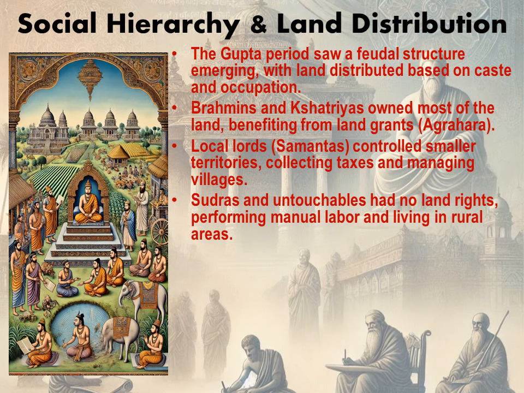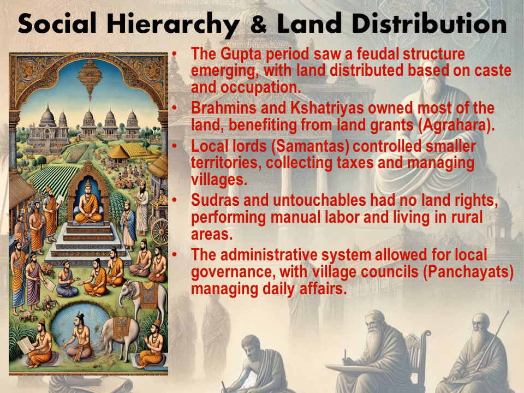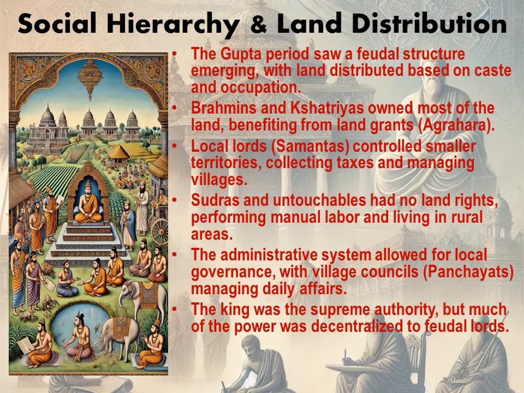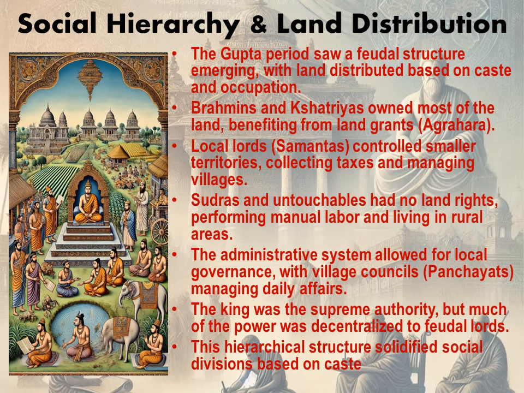Shudras and untouchables had no land rights, performing manual labor and living in rural areas. The administrative system allowed for local governance with village councils, panchayats, managing daily affairs. The king was the supreme authority, but much of the power was decentralized to feudal lords. This hierarchical structure solidified Gupta divisions based on caste.